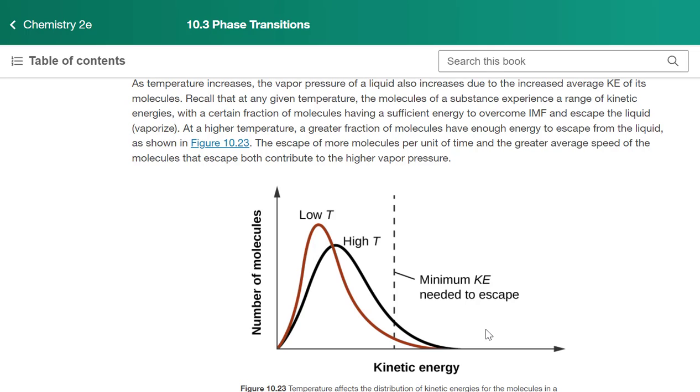So the reason I'm bringing this up is because this is a unique thing to the transition between liquid and vapor, in that as you increase the temperature, you're always having some in the vapor phase, but you get more and more as you increase it.